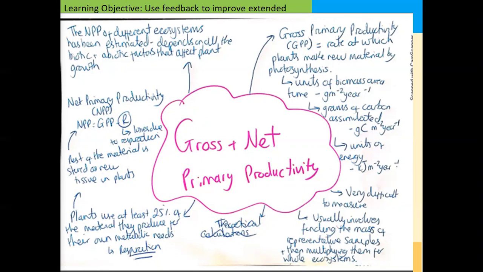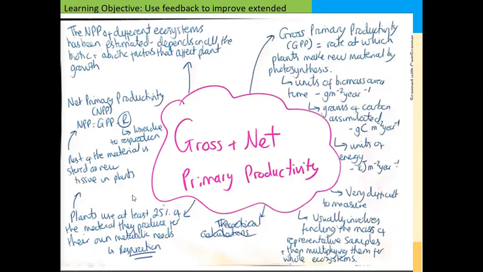Either way, this is very, very difficult to measure. It usually involves finding the mass of representative samples and then multiplying them up for the whole ecosystem. So finding the biomass, so how much it physically weighs per meter squared of area per year, if that makes sense. And then you would obviously take samples. If you wanted to know the gross primary productivity of an entire rainforest, you obviously couldn't do that, so you would do sampling and then scale it up for the whole ecosystem. Either way, GPP is particularly difficult to measure.